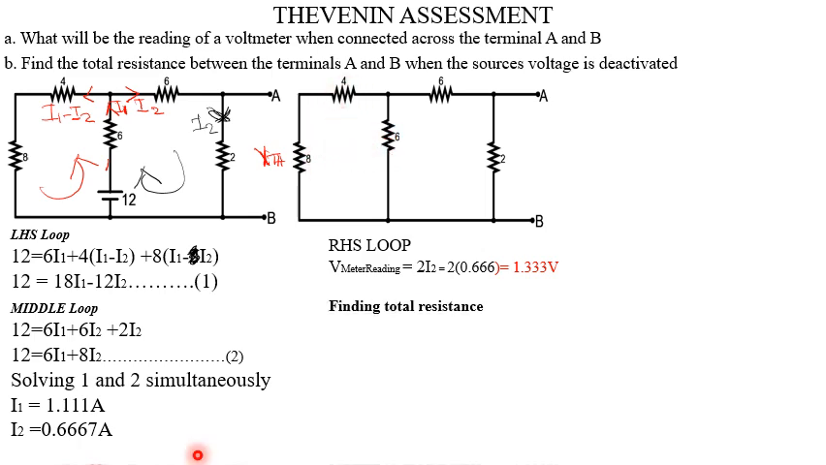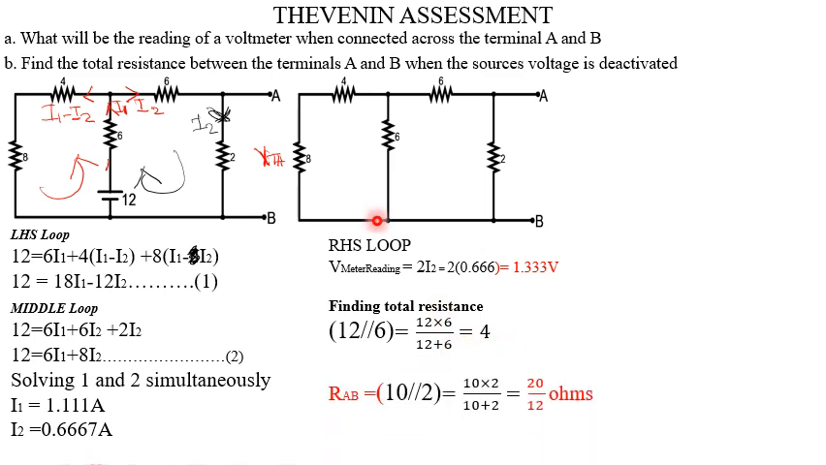After adding them up, the answer we get is in parallel with this. The 4 and 8 give us 12, and the 6 and 6 give us 12. So 6 and 12 in parallel gives us 4. Then we replace this with 4, and this 4 and the 6 are in series, so we can add them up to get 10. The 10 and the 2 will now be in parallel, so we do that to get 20 over 12 ohms.